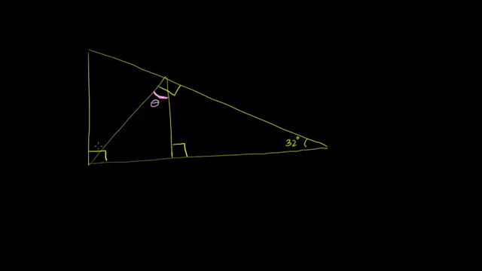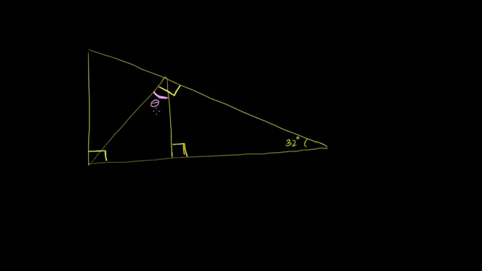You might have seen this symbol before. That means that these are right angles, or that they have a measure of 90 degrees. So that's a 90-degree angle. That is a 90-degree angle, and that is a 90-degree angle over there. And they also tell us that this angle over here is 32 degrees. So let's see what we can do.